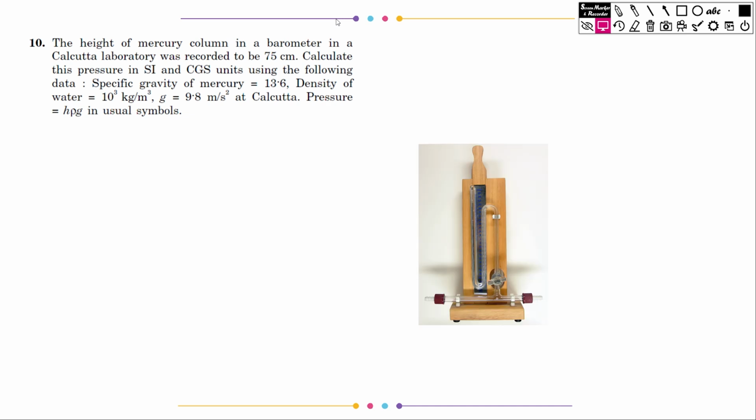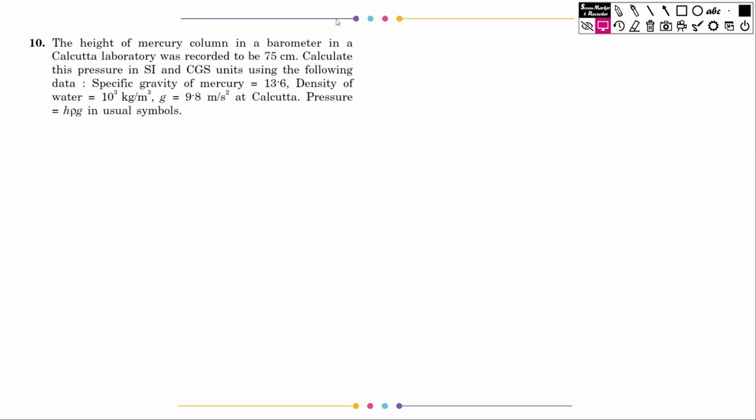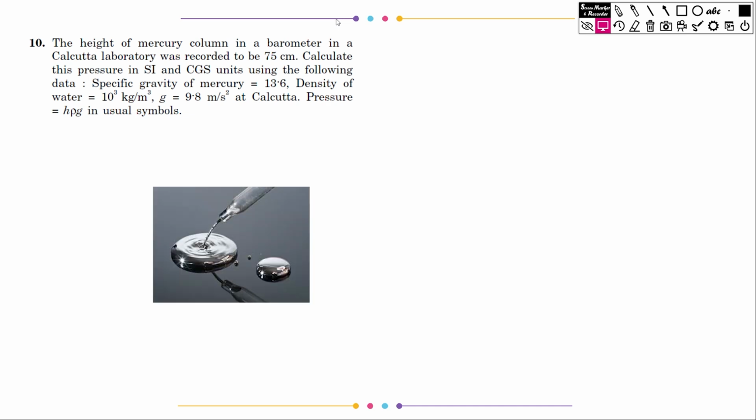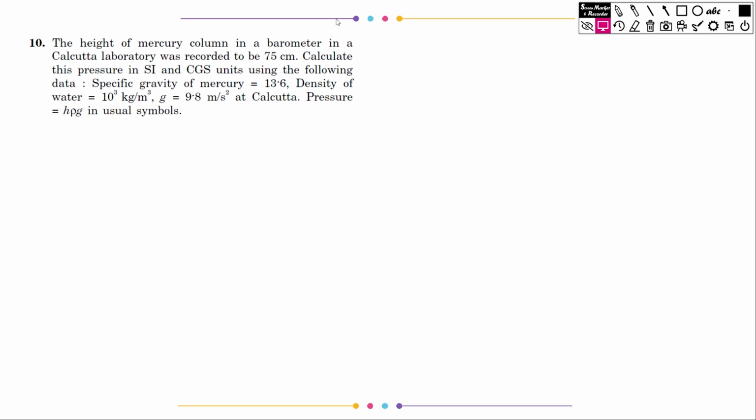The height of a mercury column in a barometer in a Calcutta laboratory was recorded to be 75 centimeter. Calculate this pressure in SI and CGS units using the following data. First, specific gravity of mercury is 13.6, density of water is 10 cube kg per meter cube, and acceleration due to gravity is 9.8 meter per second square at Calcutta.